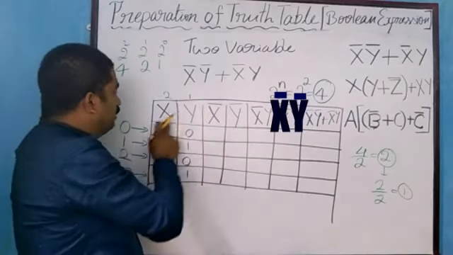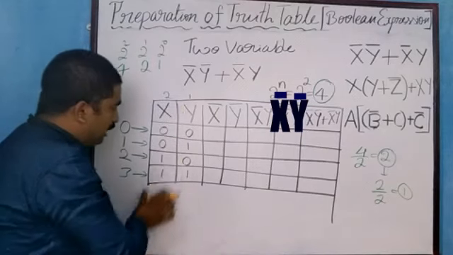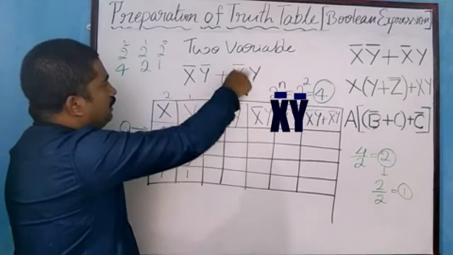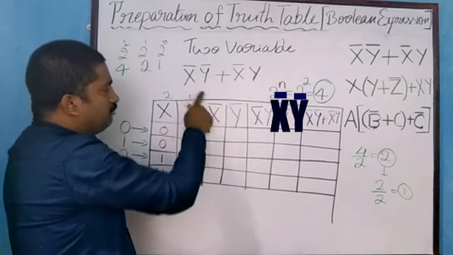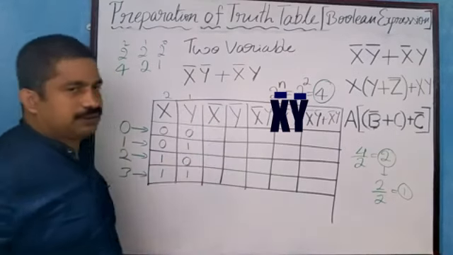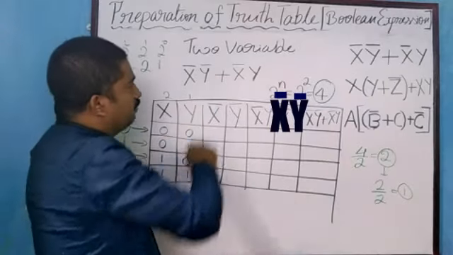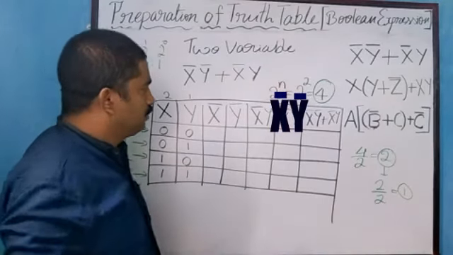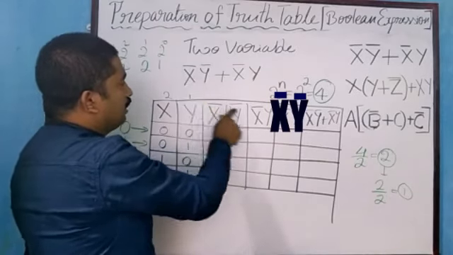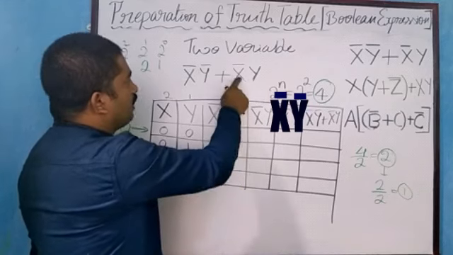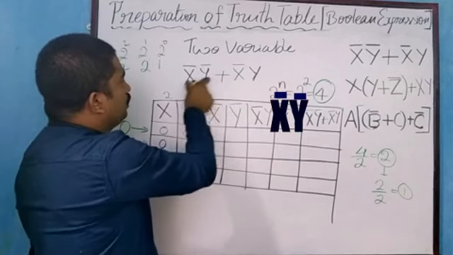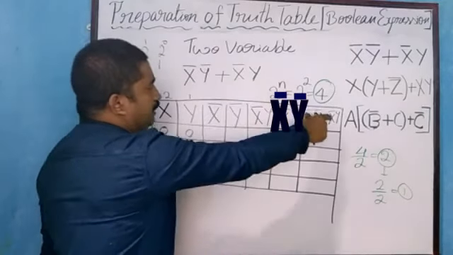First write the individual variables, that is x, y. Then if there is any complement, write the next column. We have x complement and y complement. Then just see whether any bracket is there. Bracket means first you have to solve that one. Otherwise go for products. We have 2 products here. That is x complement into y complement, x complement into y. Then once we got these 2 values, we can write the final thing.